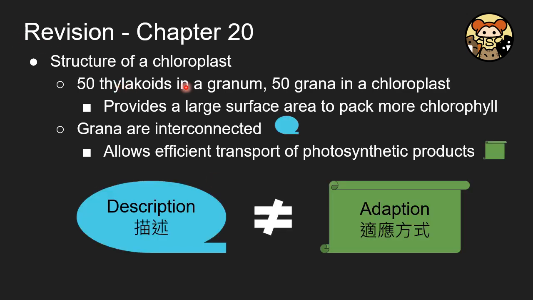So for the structure of the chloroplast, usually the thylakoids will be grouped together to form a granum, and then the grana will be commonly found in the chloroplast. It will produce a large surface area to pack more chlorophyll, and also the grana will be interconnected. Remember, these are all features, while the lower one will be the function. So when we talk about the adaptation, usually there will be one description or one feature, and then there is a function.